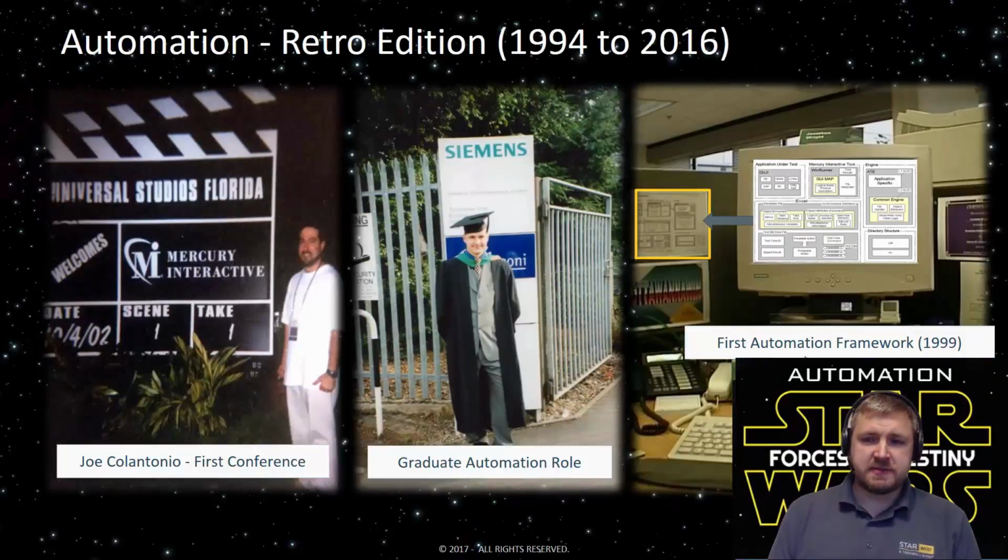Now, I'd only started my career early on, and as a bit of a joke, I've added in the shot of Joe, who's at his first conference at Mercury Interactive back in 2002, which was slightly later on than what we're talking about. My first role, as you can see in the middle, was a graduate automation role, so I was lucky to go straight into doing automation.